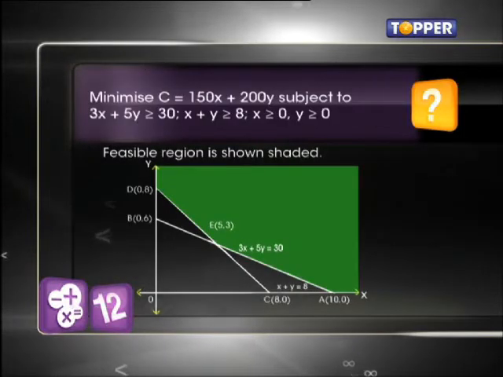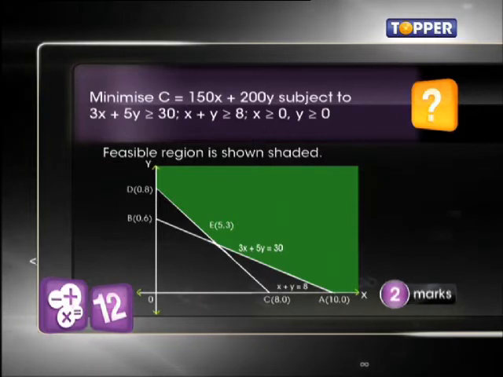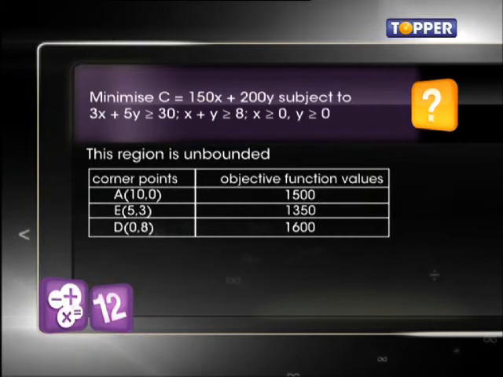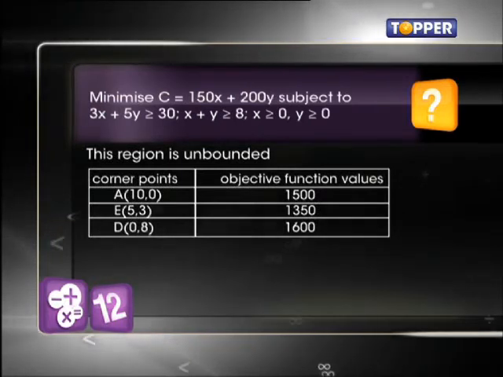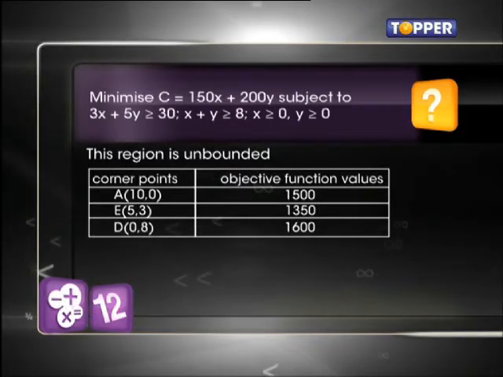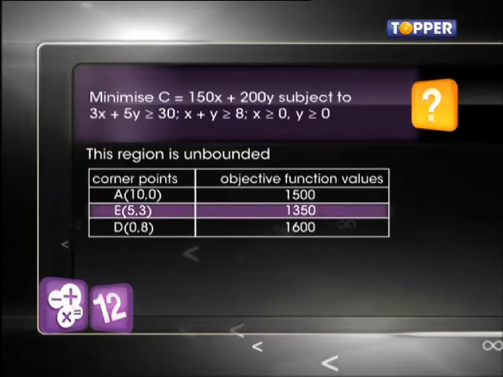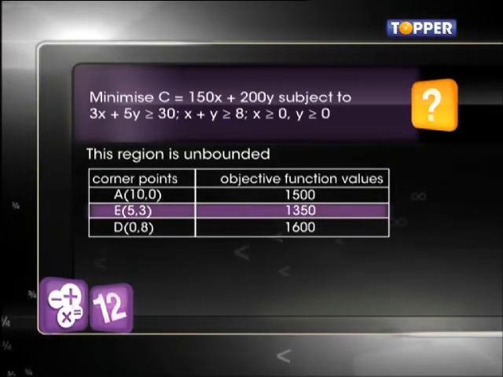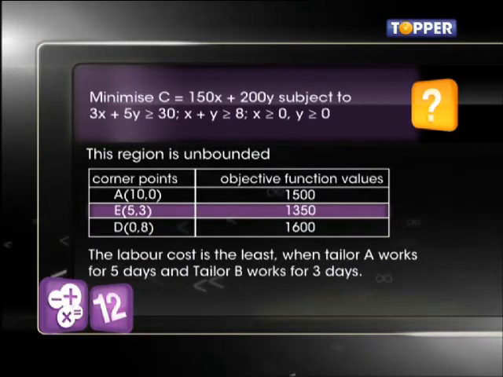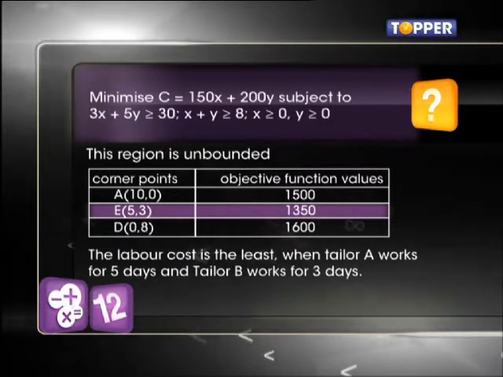Here the feasible region is shown shaded, which is unbounded. The table of corner points and the objective function values is also shown. We can see that C is minimum, equal to Rs 1350, at E (5, 3). This shows that when tailor A works for 5 days and tailor B works for 3 days, the labor cost is the least.